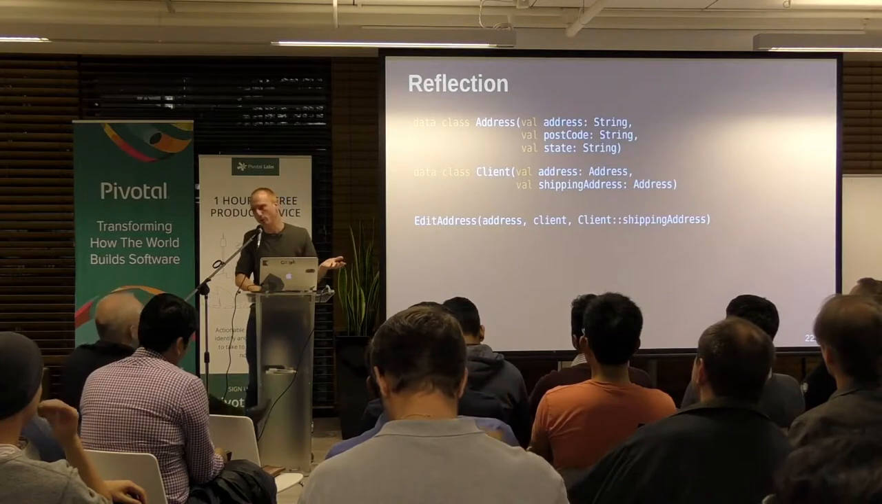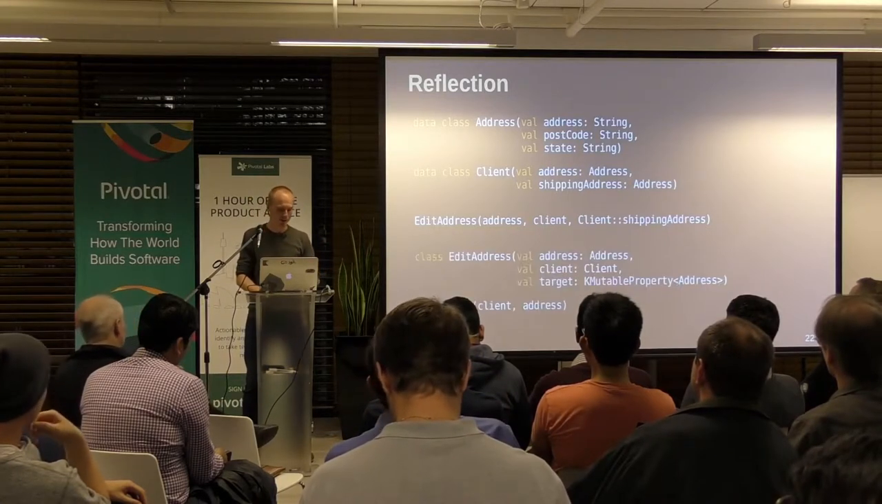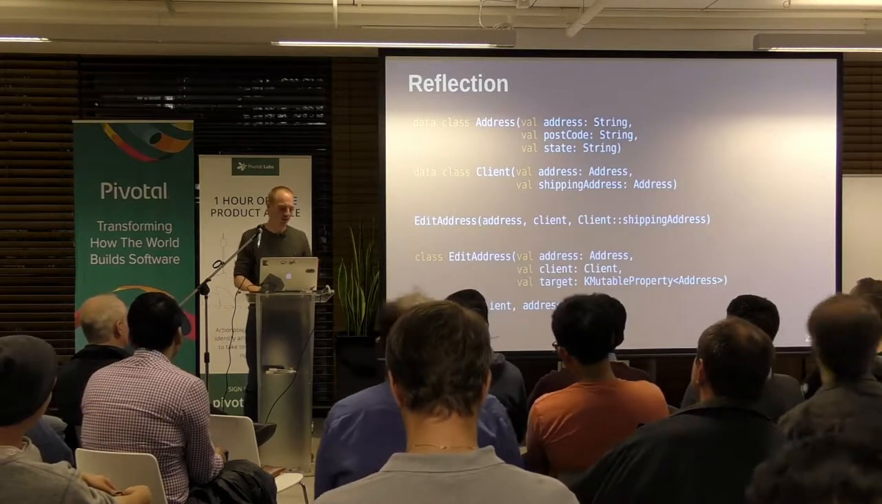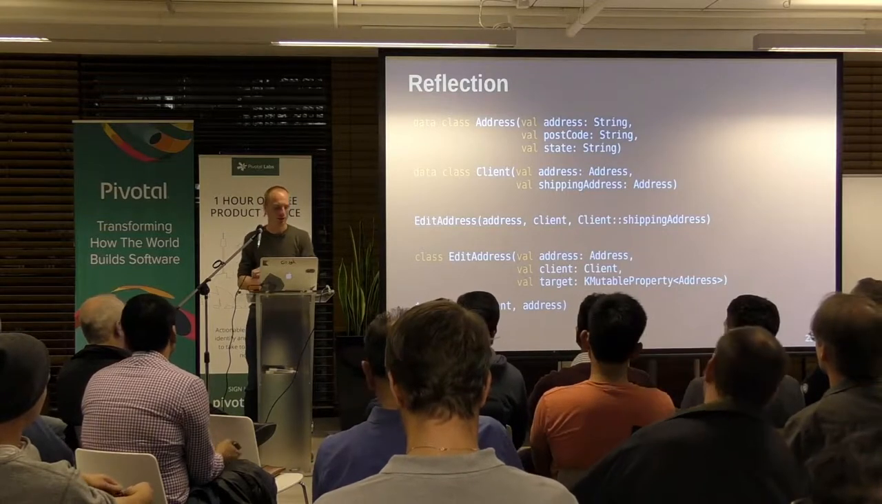Depends on your app if it's worth it to include the reflect library because it's quite big, but I think it's quite neat. So this is how internally you would set the property. Then you just say, oh, this is the target property. You pass the instance of the client and the address.